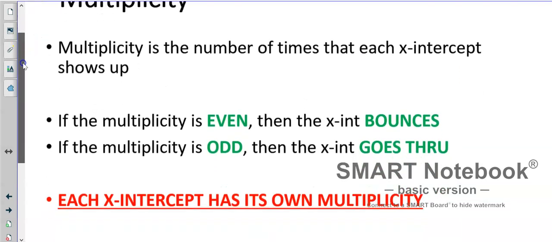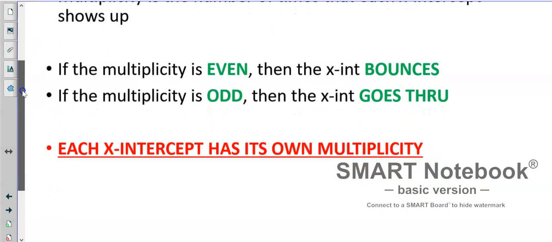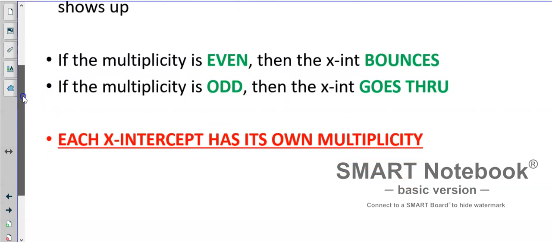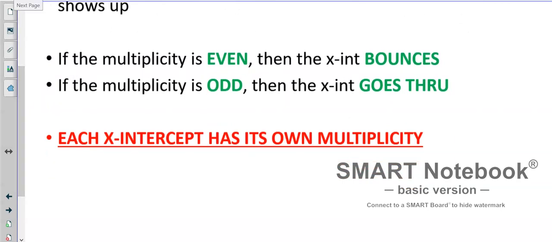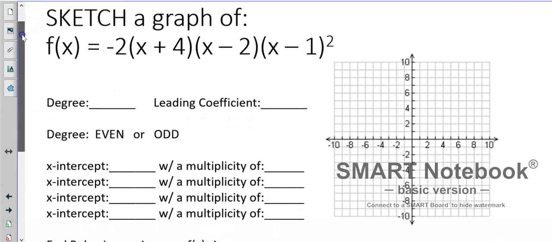So multiplicity is the number of times each x-intercept shows up. If the multiplicity is even, it bounces. And if it's odd, it goes through. And each x-intercept has its own multiplicity. All right. Lots of stuff going on here.